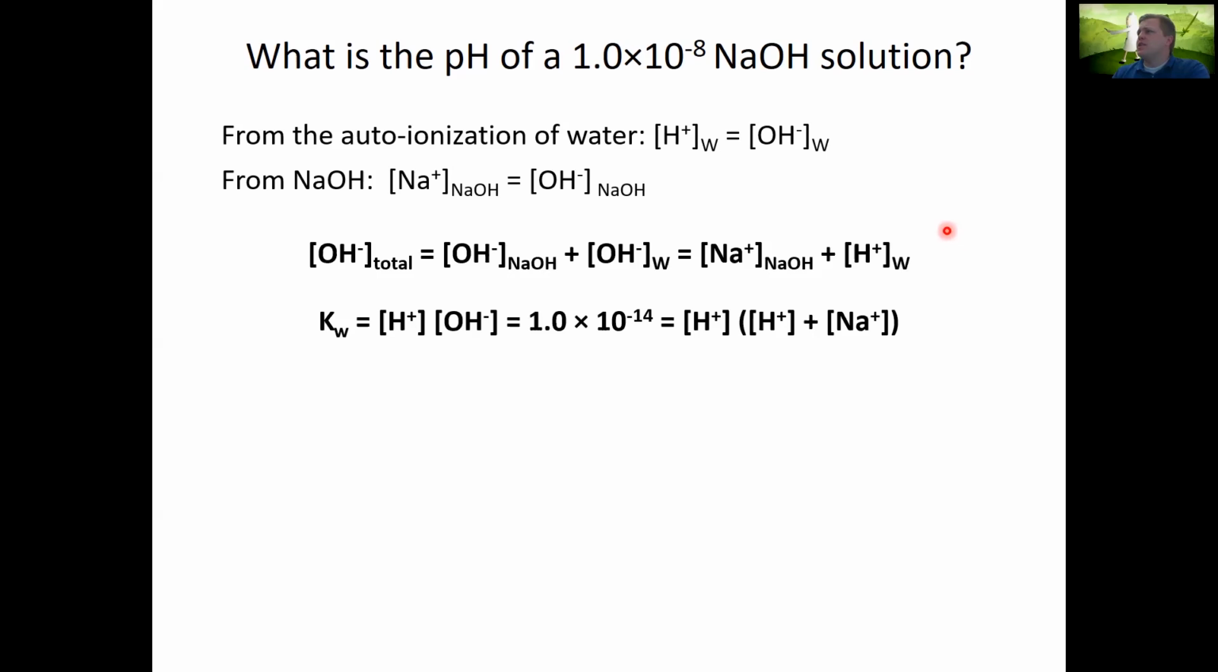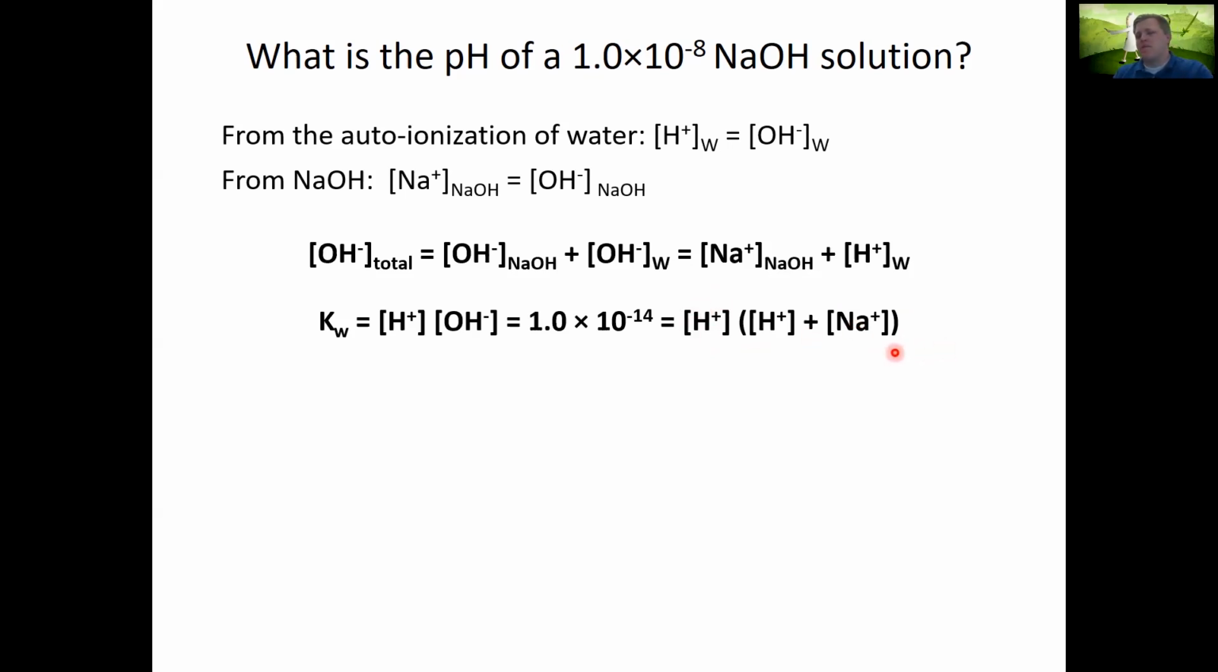But now let me ask you this question. Are there protons coming from anywhere other than the autoionization of water? The answer is no. We're definitely not adding protons by adding sodium hydroxide, so all of the protons are actually coming from there. We're going to take this expression and substitute that in for our OH minus, and that's going to give us this expression where we have H plus times H plus plus sodium plus. A lot of pluses.